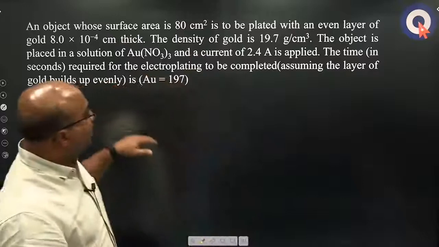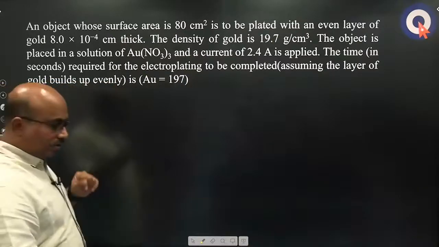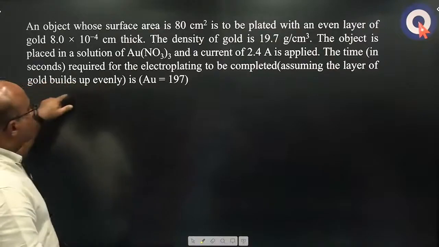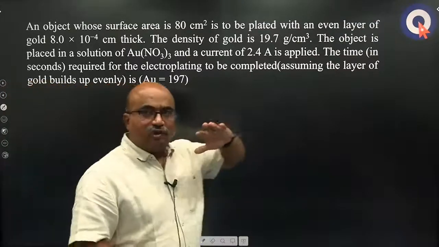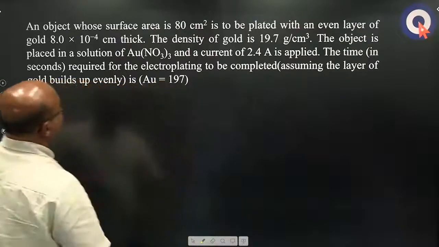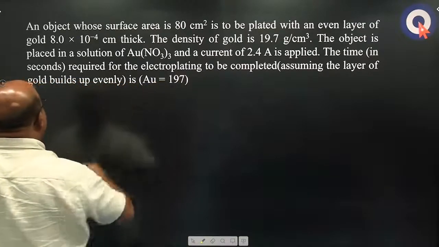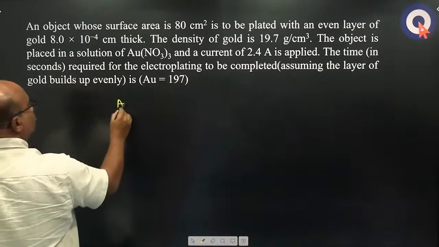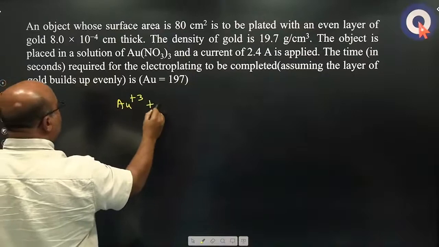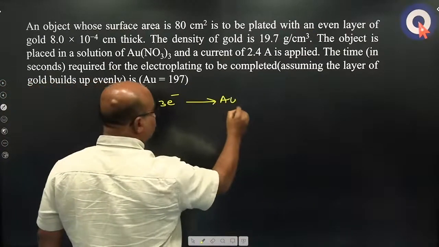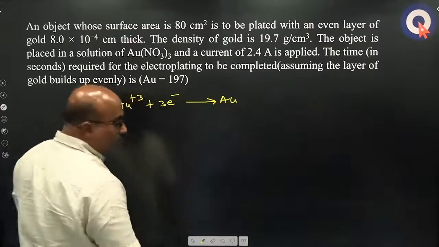So the electroplating is done by an electrolysis process. Assuming the layer of gold builds up evenly, meaning it's uniformly coated. The gold atomic weight is 197, and Au3+ should undergo reduction to convert into gold to plate the surface. So how many Faradays are required?